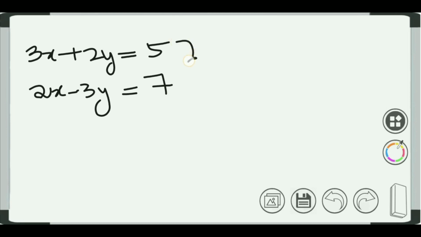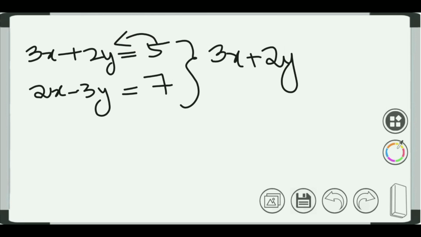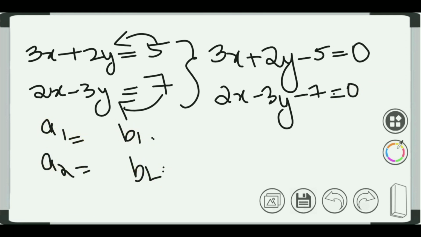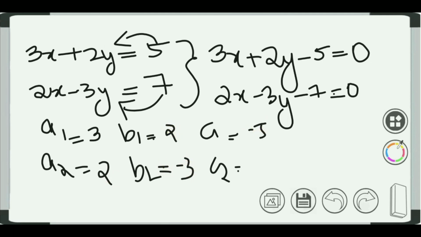Now you can rewrite it in standard form, Ax plus By plus C is equal to 0. 3x plus 2y, I am taking this 5 this side, so positive 5 will become negative 5 equal to 0. 2x minus 3y, 7 will come this side, minus 7 is equal to 0. Now the same way you can write the values for a1, a2, b1, b2, c1, c2. Right? What is a1? 3, a2 2, b1 2, b2 minus 3, c1 minus 5, c2 minus 7.